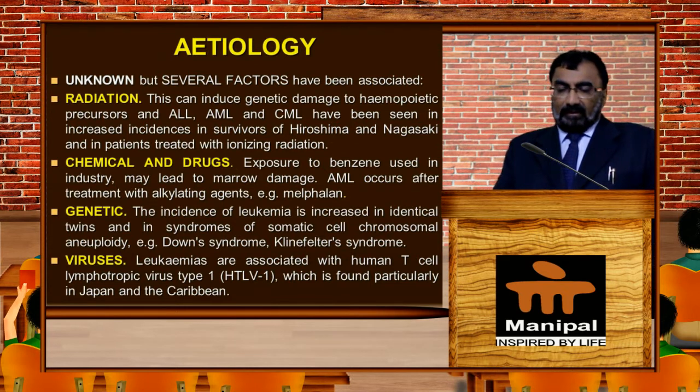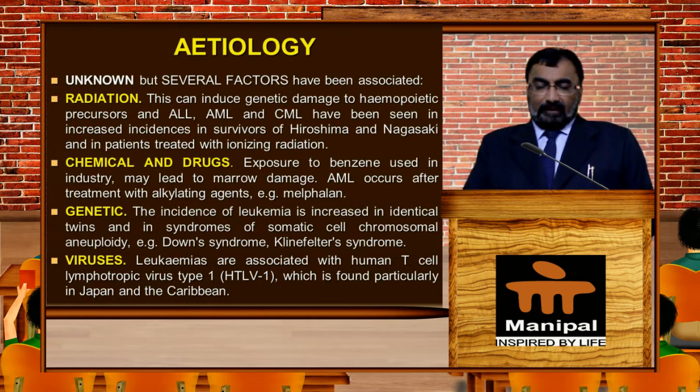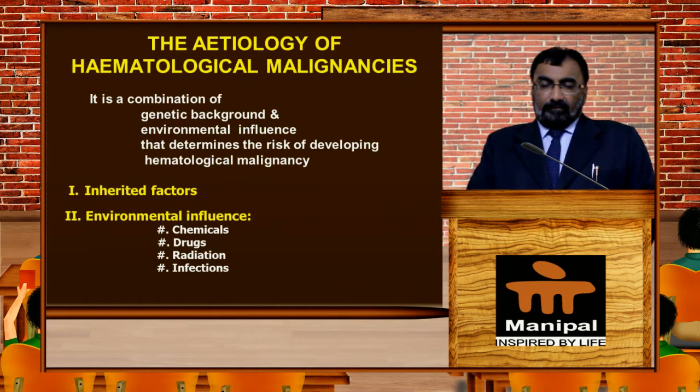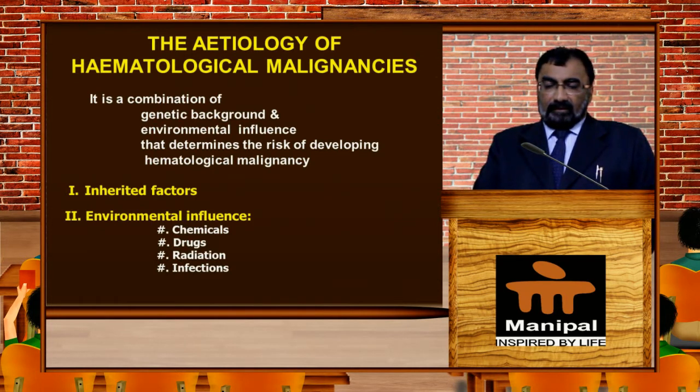Viruses which are associated with leukemias are human T cell lymphotropic viruses, that is HTLV-1, which is found particularly in Japan and the Caribbean islands. If you see the overall etiologies of the malignancies, it is a combination of genetic background and environmental influence that determines the risk of developing hematological malignancies. There are environmental factors, as we have seen: chemicals, drugs, radiation, infections, etc.